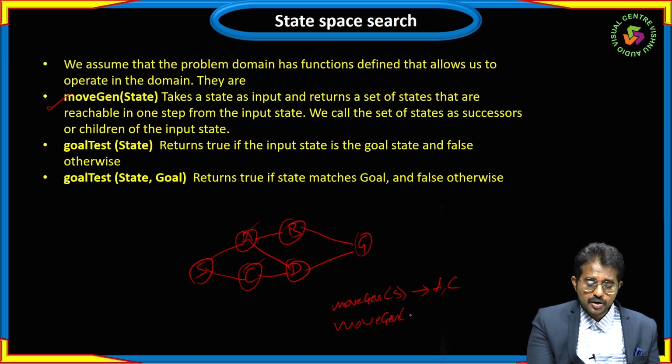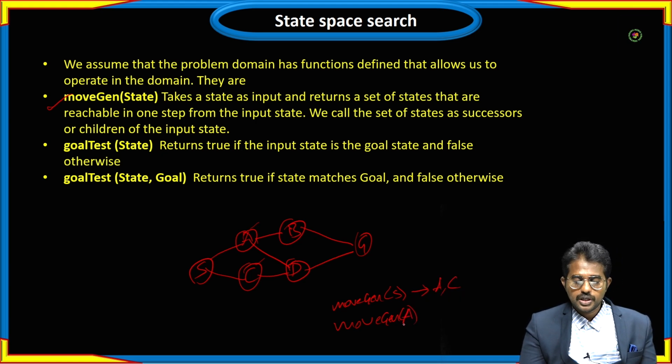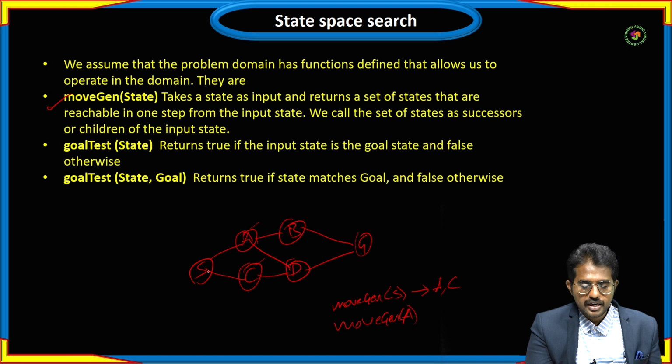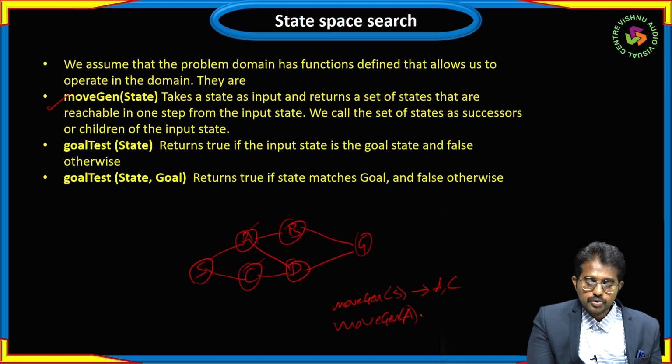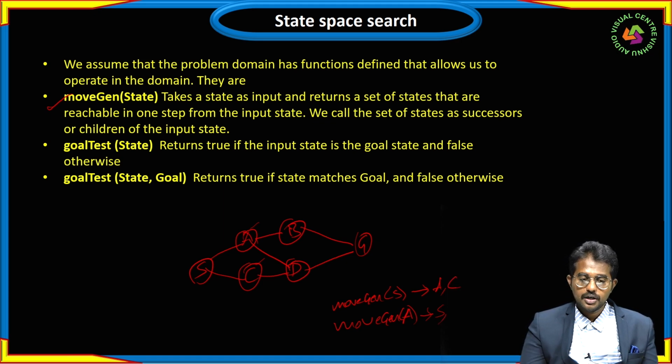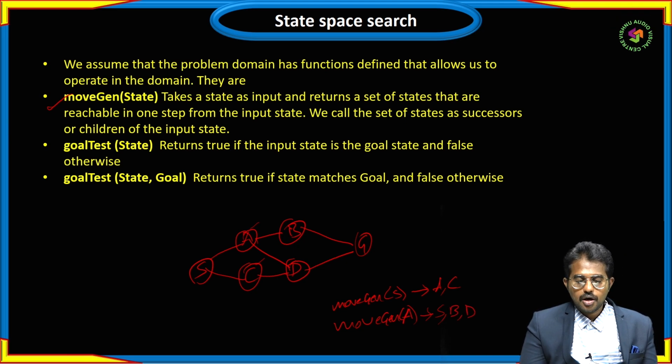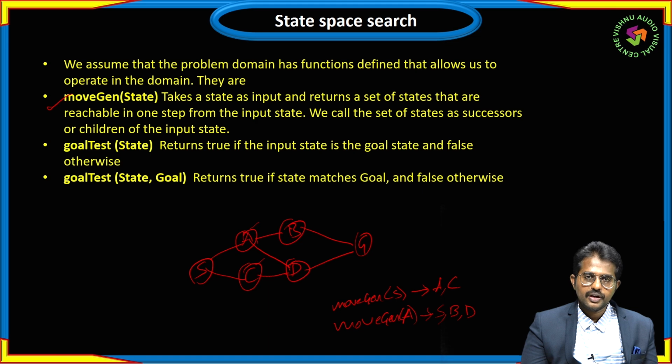For example, again I can give A. If I give move gen of A, what are the reachable states from A? From A the adjacent vertices are S, B and D. So the move gen function of A will return S, B and D. These are the output for the move gen function of A. Similarly, whatever state we apply the move gen function on, the reachable states from that particular state will be the output of the move gen function.